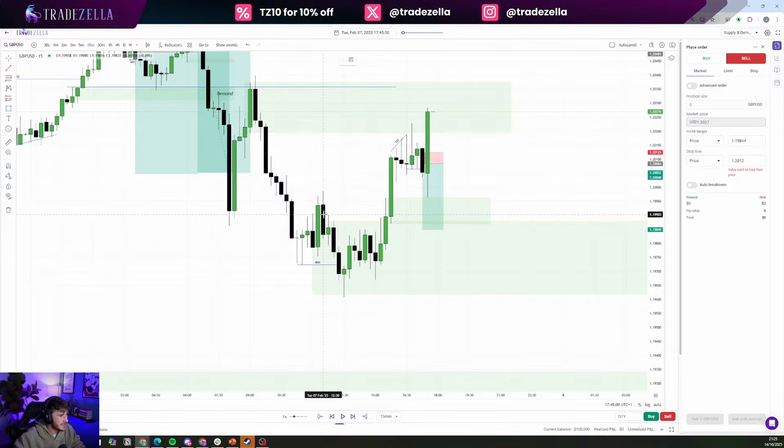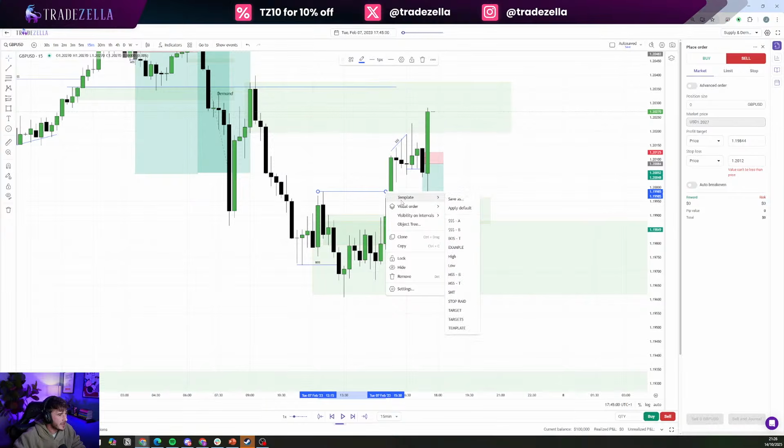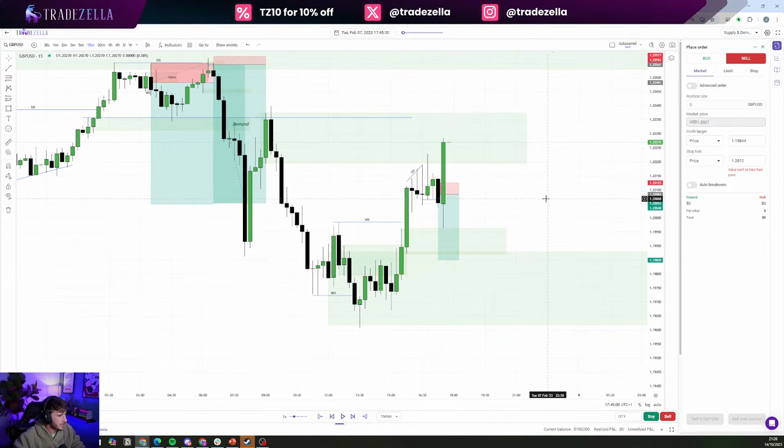So that would mean that this is now our area of supply. But this area of supply doesn't hold. We actually end up flipping bullish. So now what's happened here is we've had our market structure shift. Now the buyers are in control. Okay, does that make sense to everyone?